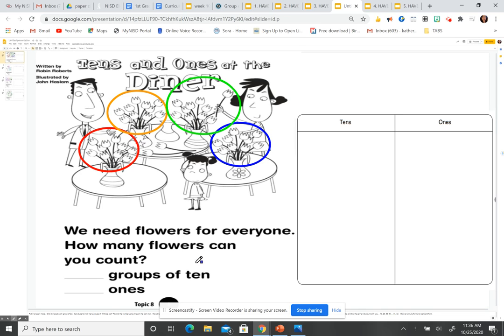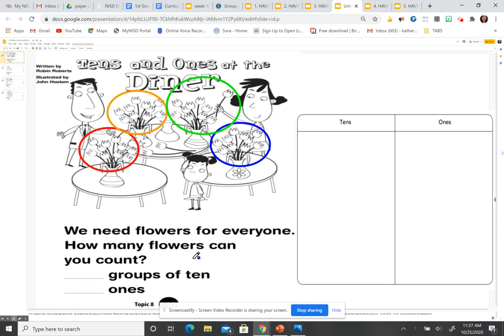Boys and girls, for this assignment, you're going to be looking at groups of tens and ones. This is the story we practiced in class. You are going to look at the flowers. It says, we need flowers for everyone. How many flowers can you count? We need to see how many groups of 10 and how many left over.